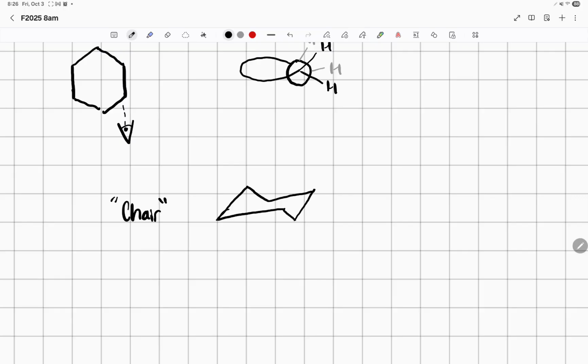which we don't want. If we instead adopt a chair conformation, what we would do is take 3 of our carbons and point those upwards, and 3 of our carbons and point those downwards, to where now we have essentially a perfect Newman projection. We get perfect gauche interactions if we create this chair structure.